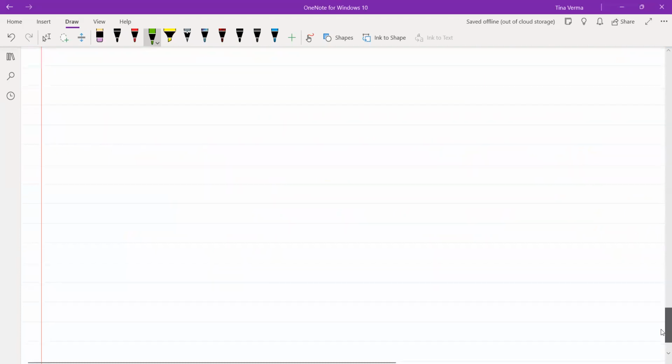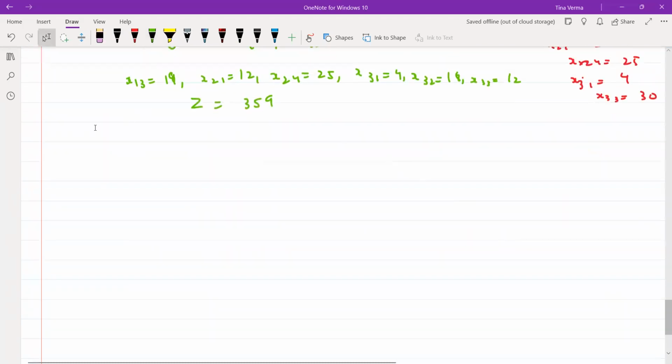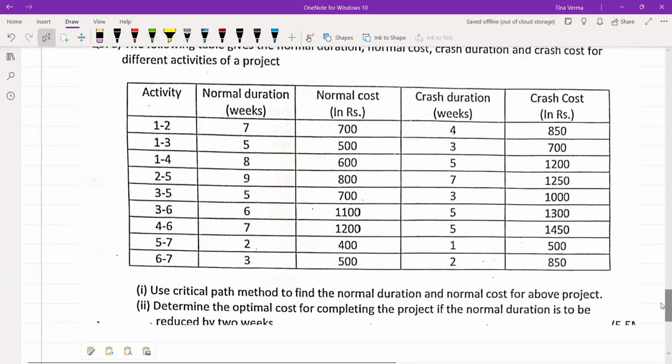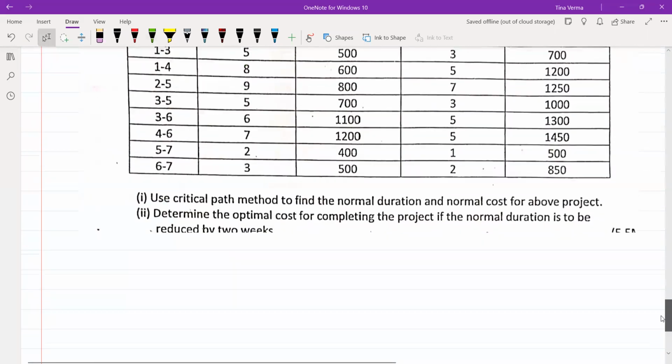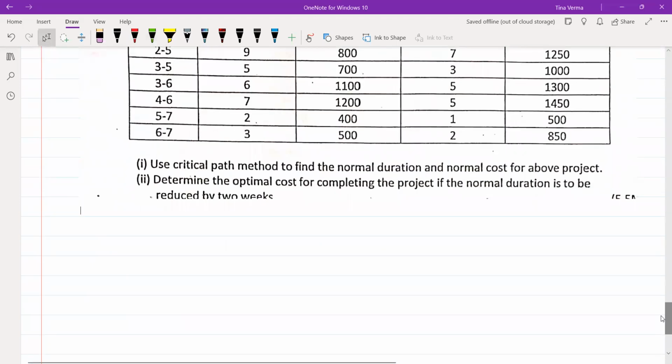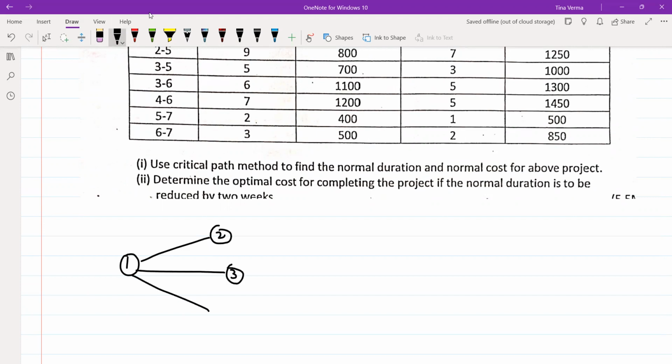So the third question was also related to your project management problem. So you have some given activities and all the normal cost and normal duration. You have to use the critical method. So firstly, to start with this, you have to create the network. So this is your first activity, 1 to 2 activity, and this is your 1 to 3 activity. 1 to 4 activity was given, and then you have the activity from 2 to 5, right? And you have the activity from 3 to 5.